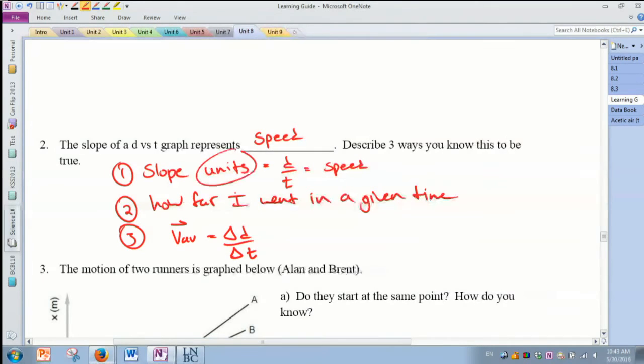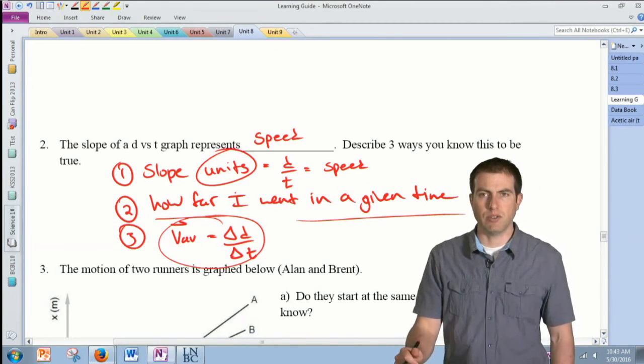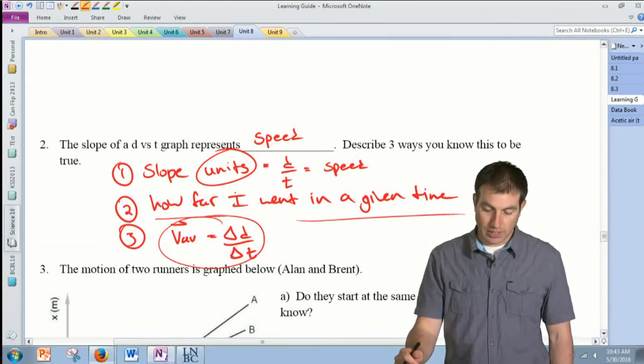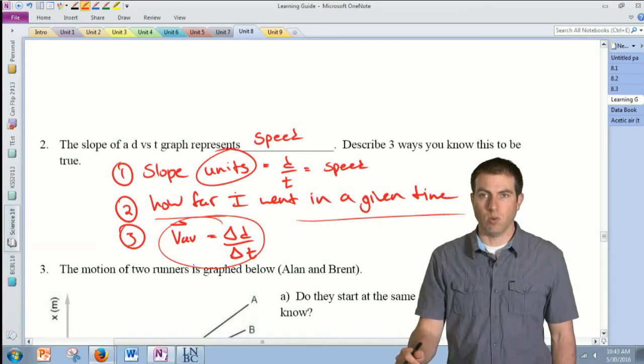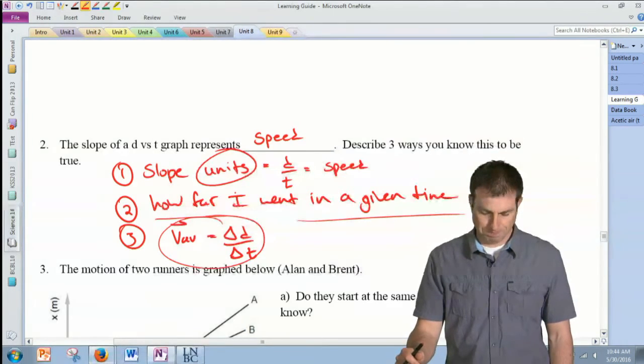So you could look at the units. You know how far you went in a given time. And then you could use the formula average velocity, which is the same thing as the slope, but it's perhaps a little bit different. Kind of a strange question. Obviously, they're looking for something really specific, probably out of the notes, but I don't know what they're hoping for there.